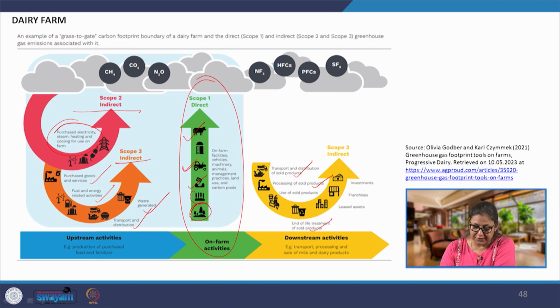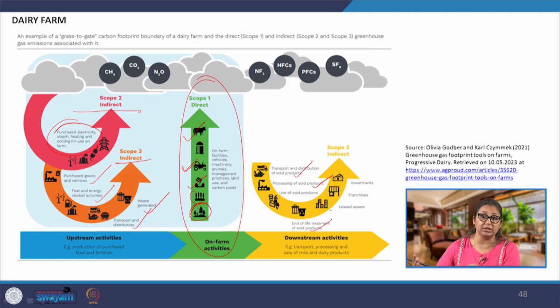So, we have end of life treatment of sold products. It could be all that is within the purview of the company, here the dairy farm. Now, a lot of companies might not have a policy where they are talking about end of life treatment of the products. There it will not be within the scope 3 GHG emissions, but wherever they are taking care of it, it will be part of their emission calculation.